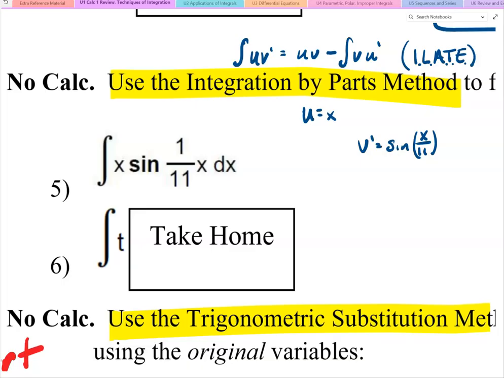Since x is an algebraic expression where sine is a trig expression, I'm going to use the x as my u value because the algebraic expressions came before the trigonometric expressions. If that's not familiar or if you forgot that technique, please make sure that you look that up before you begin this test. So if we select u to be equal to x, then the derivative of u is equal to 1. If we select v prime to be sine, then v, the antiderivative of that, is some form of cosine.